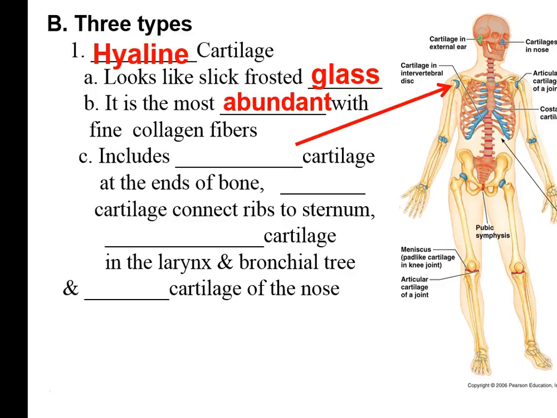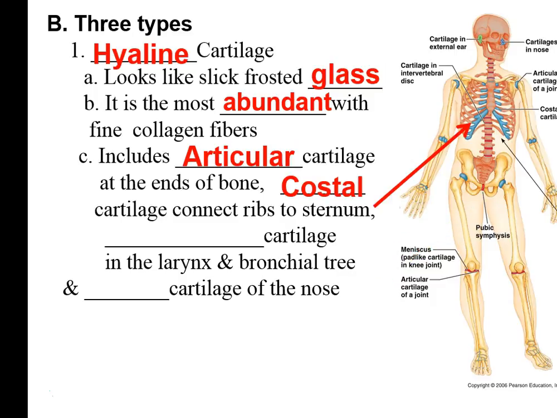Hyaline cartilage includes articular cartilage found at the ends of long bones, and costal cartilage, or coastal, I've heard sometimes, which connects the ribs to the sternum or the breastbone.